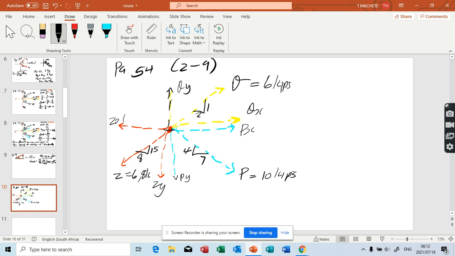It's 1 squared plus 2 squared. So I got root 5, right? Yes, for this one it's root 5. Then for the bottom one it's 4 squared plus 7 squared. I got root 65. Is it root 65?